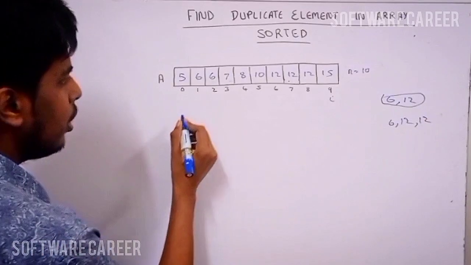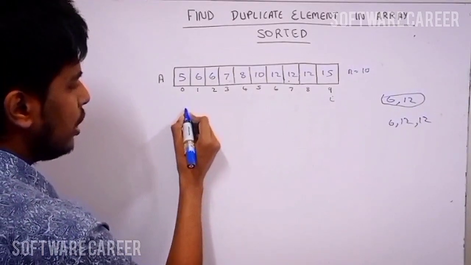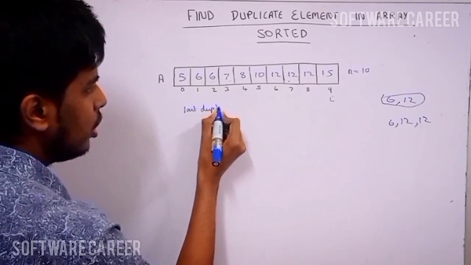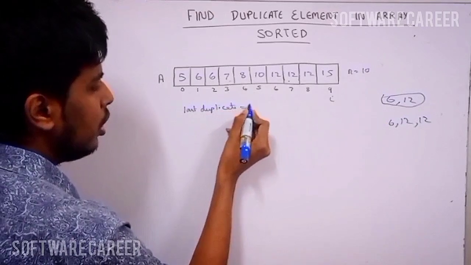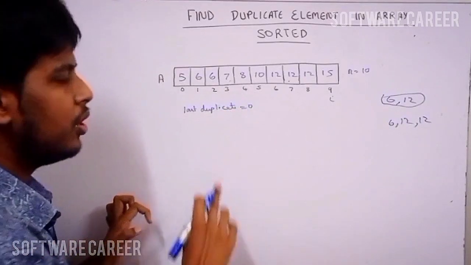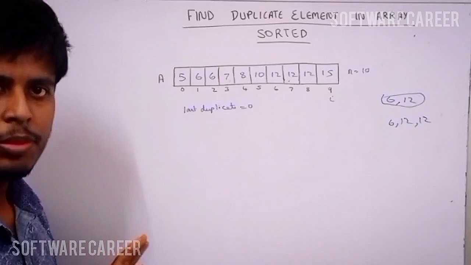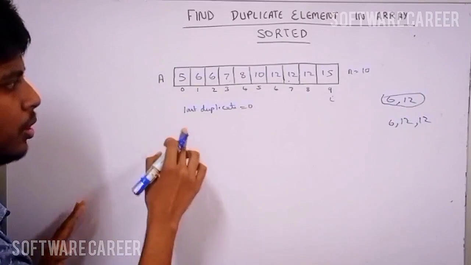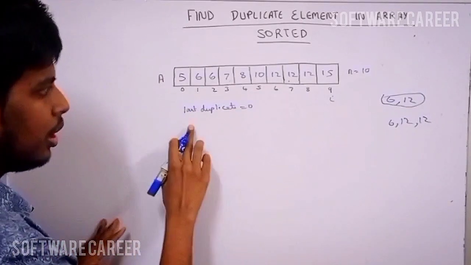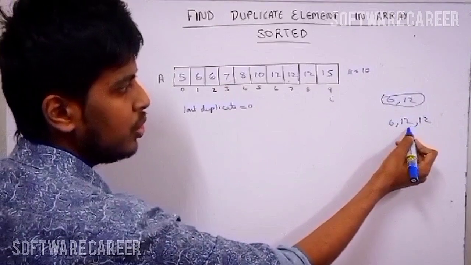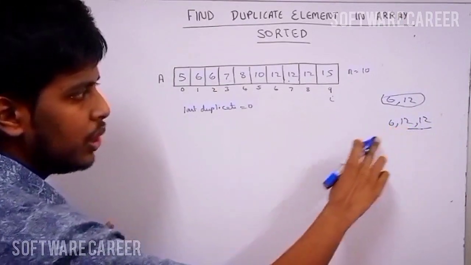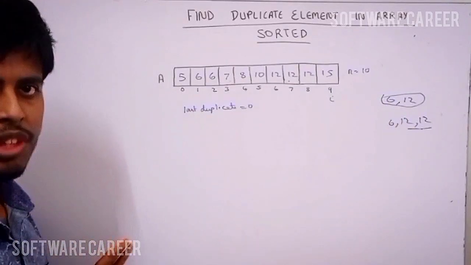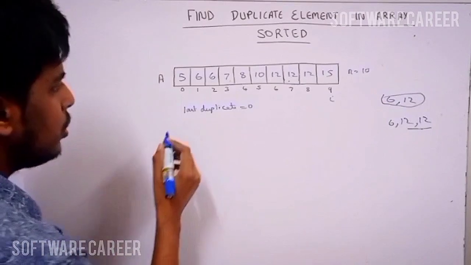Now at the starting I am writing last duplicate equals 0. What is this last duplicate? At the starting, before starting this loop, no duplicate element is found. So I'm writing it as 0. That last duplicate is used to remove this error. This 12 is repeated twice, right? So for printing it one time, this last duplicate variable is used. Let's see how.